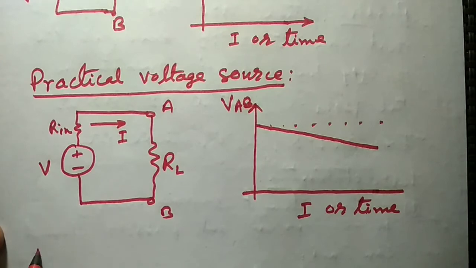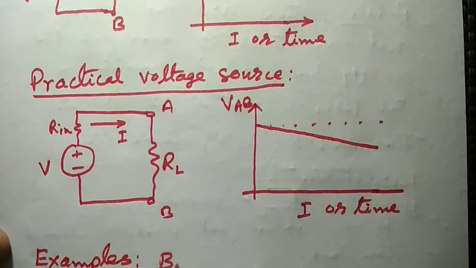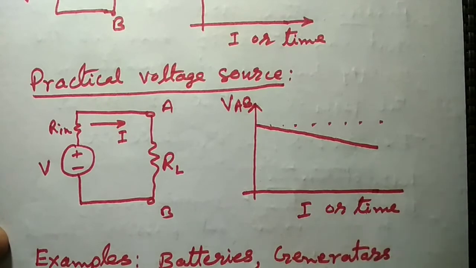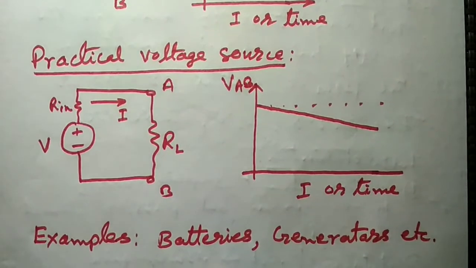Some examples of the voltage source are batteries, generators, etc. So this type of energy source, that is battery, generator, can supply almost a constant potential difference across the load.